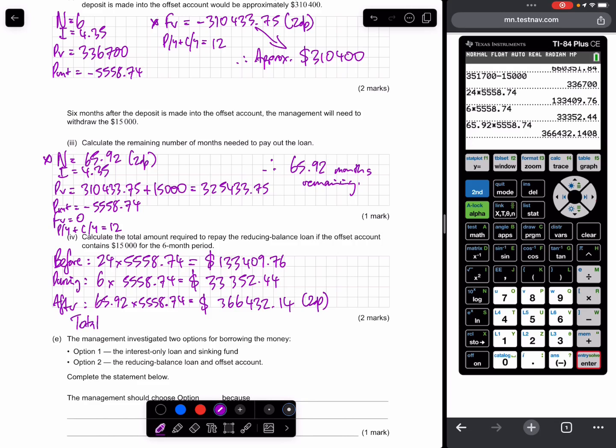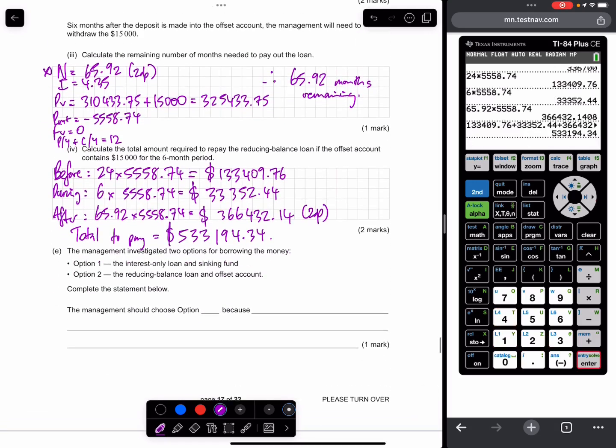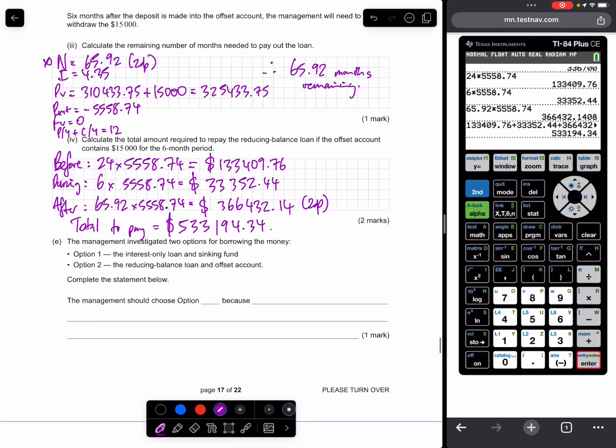Total to pay, well, 133,409.76 plus 33,352.44 plus 366,432.14. $533,194.34 total to pay. The management investigated 2 options for borrowing the money: the interest-only loan and sinking fund, the reducing balance loan and offset account.